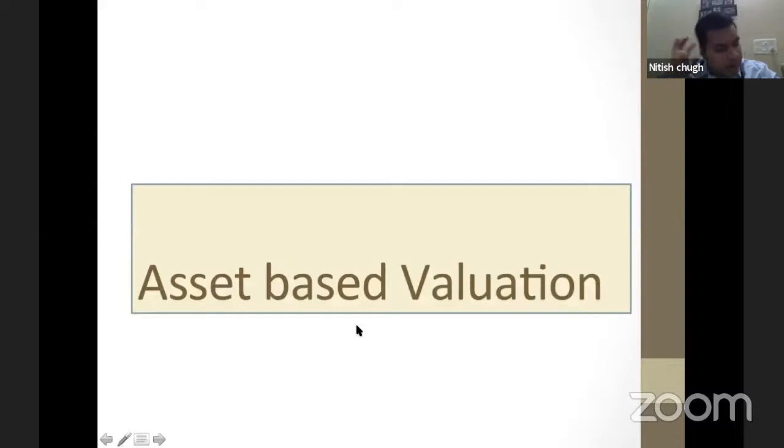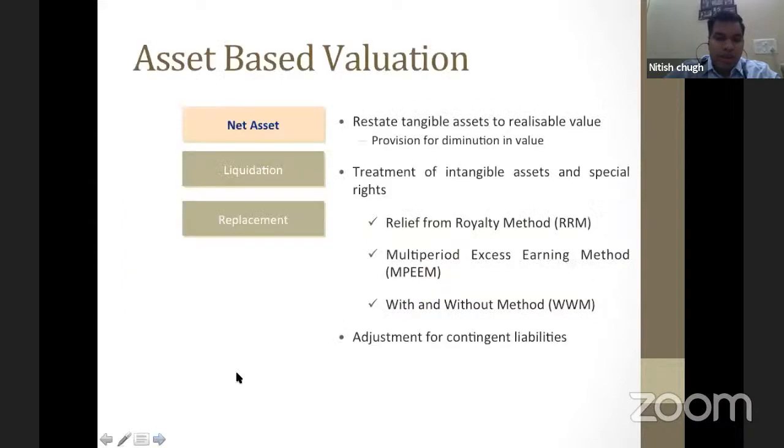Now we are moving to asset-based valuation. So this asset-based valuation is the third and the most important approach of valuation. This is required in a net asset valuation. We need to individually value all the assets of the entity. So starting from tangible assets, we need to calculate the fair value of tangible assets, including the property, plant, and equipment, the intangible assets as well as the investment property. So all these will be valued by different valuers.